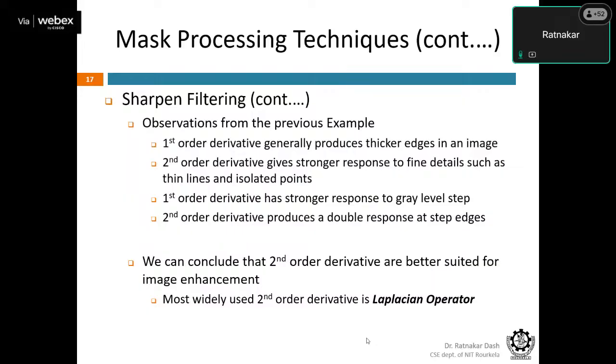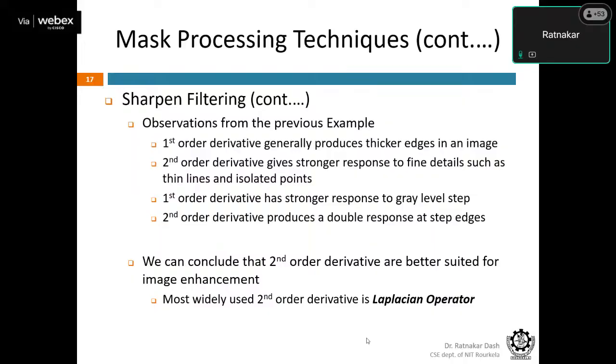Now, what are the observations? Why do we go for differentiation for sharpening filtering? It is observed that the first order derivative generally produces thicker edges. The second order derivative gives a stronger response to fine details. So mostly we use the second order differentiation filter as the sharpening filter, to get more fine details such as thin lines and isolated points, which are very useful in identifying smaller edges.